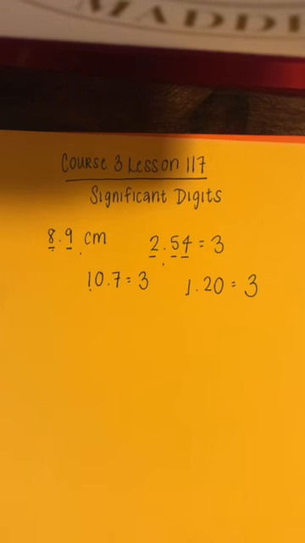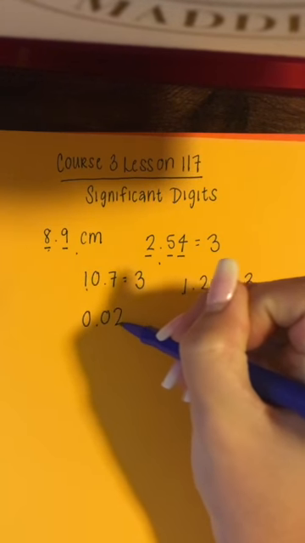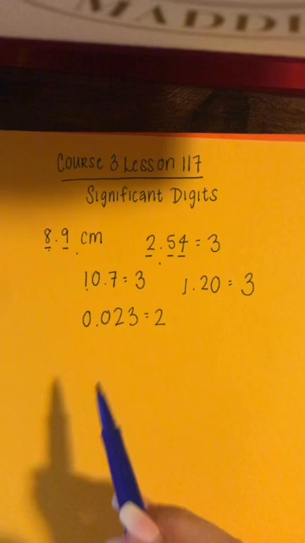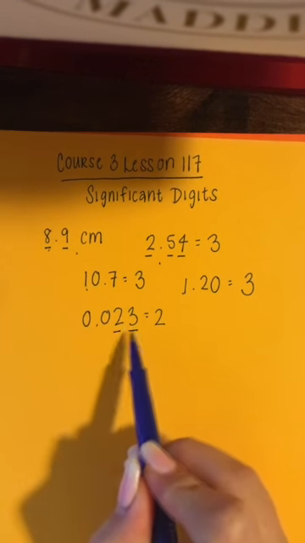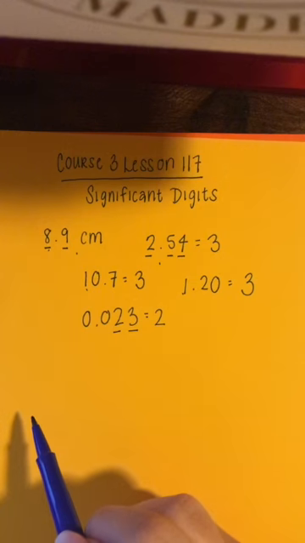Rule number 4 is that we do not count zeros if there is a non-zero digit to the left. So for example, the number 0.023 only has 2 significant digits because we are only counting these 2 numbers. We are not counting the numbers to the left since they are zeros.